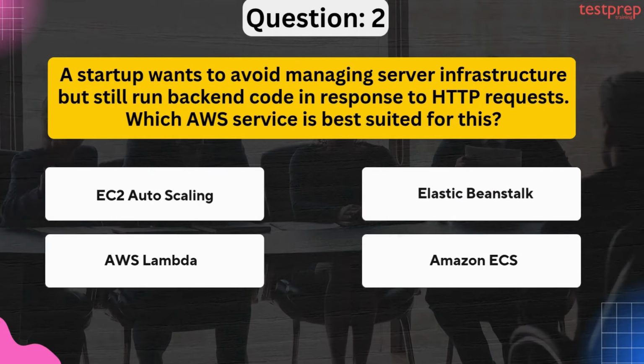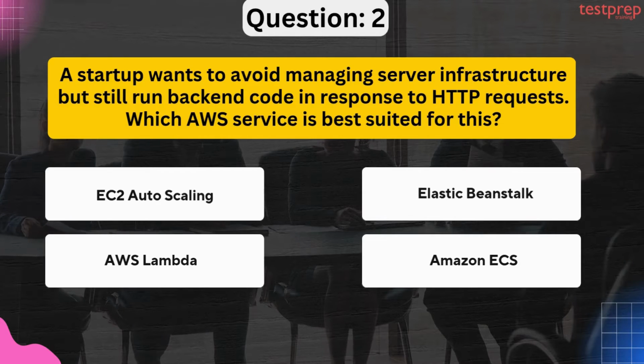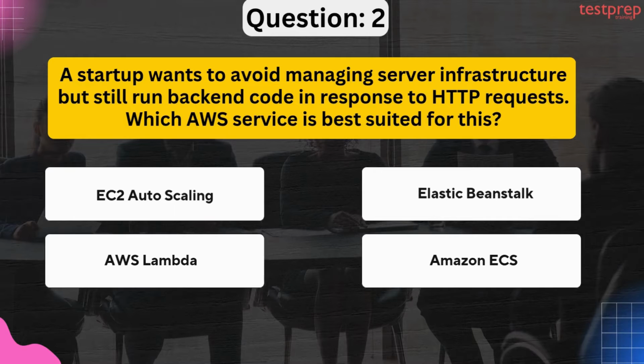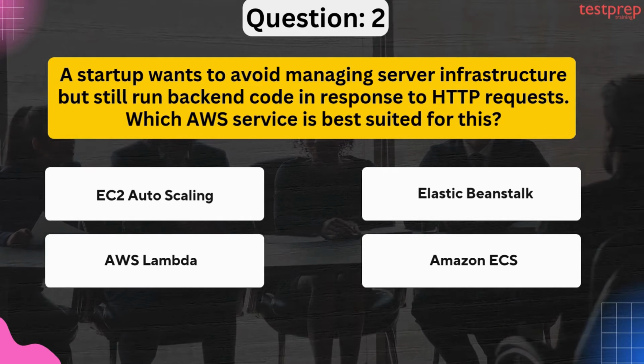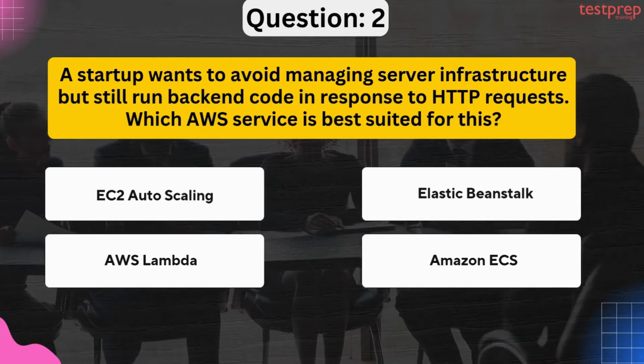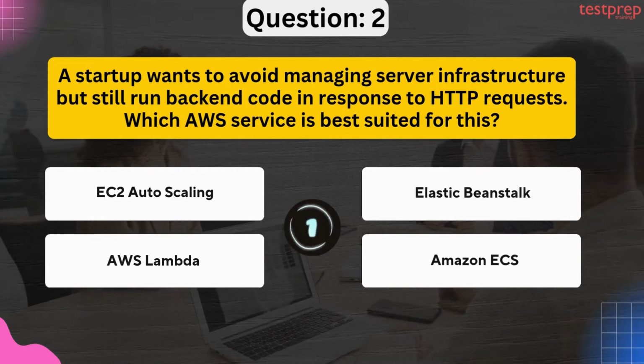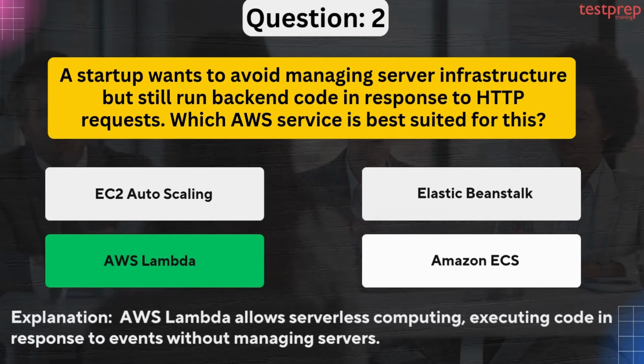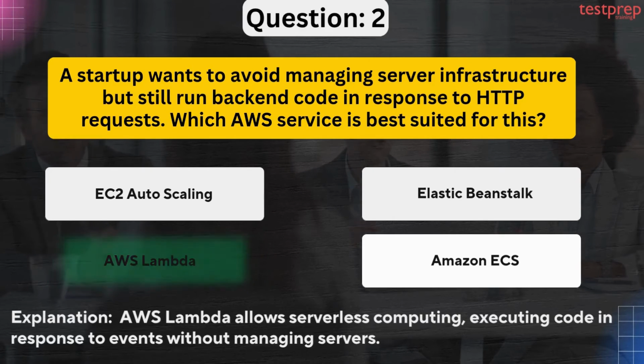Question 2. A startup wants to avoid managing server infrastructure but still run back-end code in response to HTTP requests. Which AWS service is best suited for this? The correct answer is AWS Lambda. AWS Lambda allows serverless computing, executing code in response to events without managing servers.